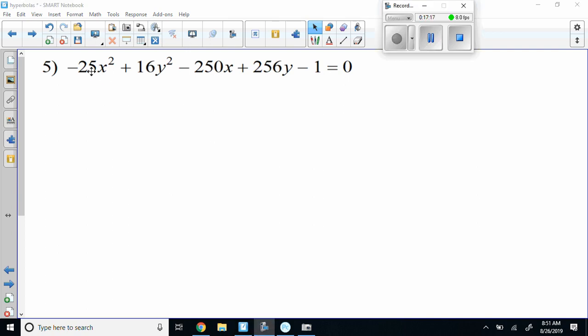Okay, ladies and gentlemen, you know that your square term coefficient for x is negative, so it will be in the second grouping, and this is what I mean by the second grouping. The y's will come first, since it has a positive coefficient, and then the x's.